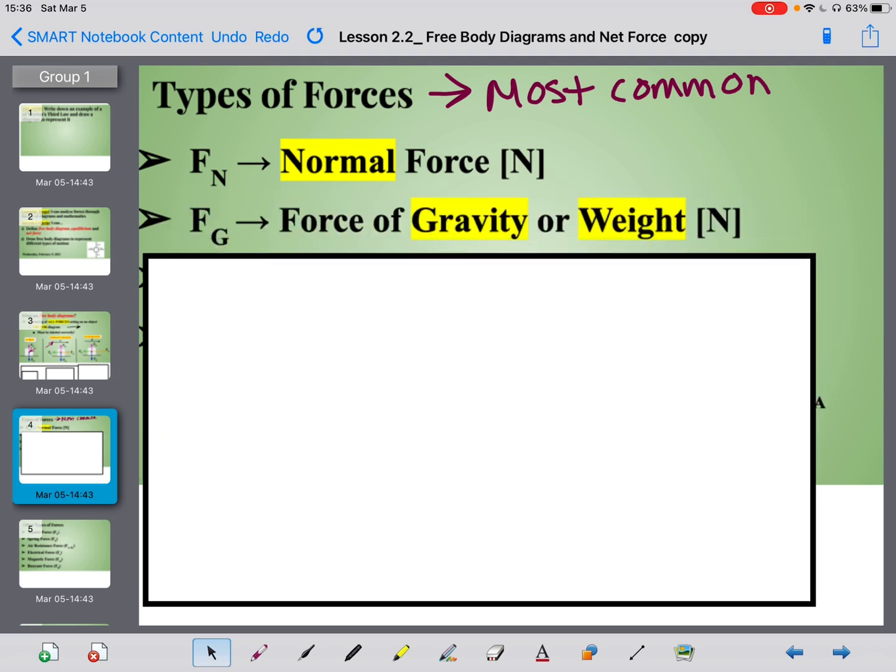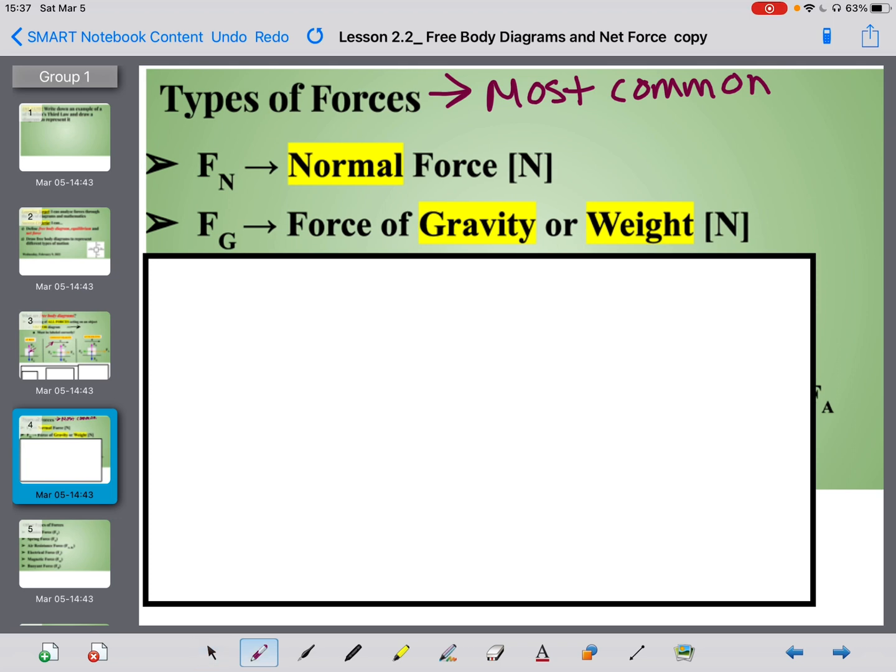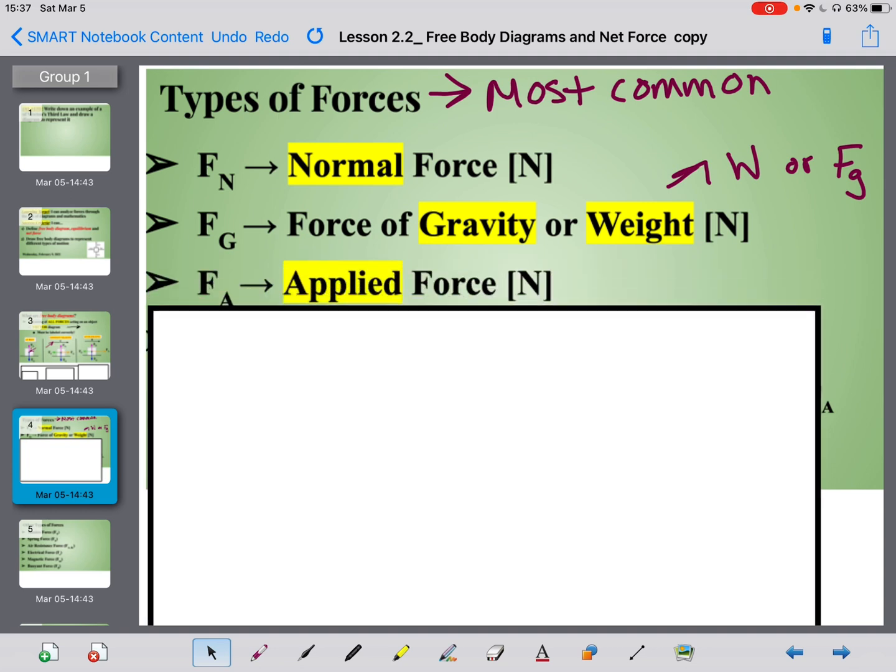Our next one is F of G, which is the force of gravity, which we also consider to be weight. That makes sense because the thing that's acting on us is gravity, and that's related to our mass, which we call our weight. Here you might see weight be just W, or sometimes you might see F with a lowercase g. That is okay. The next one is Fa, which is our force applied.